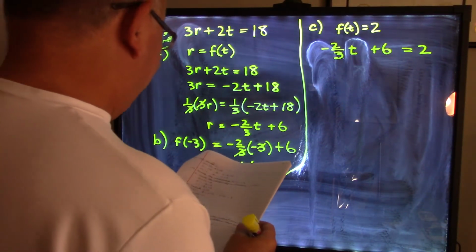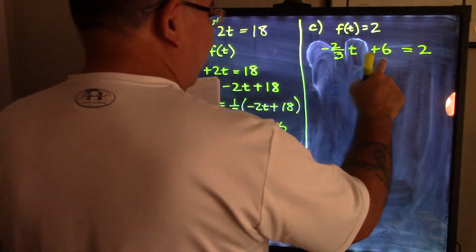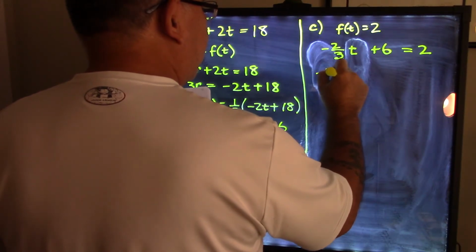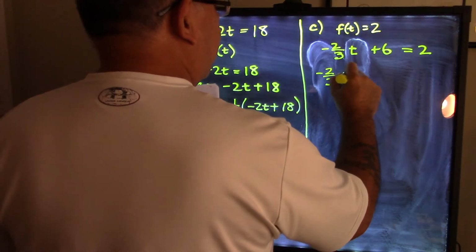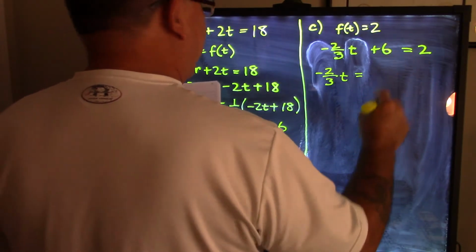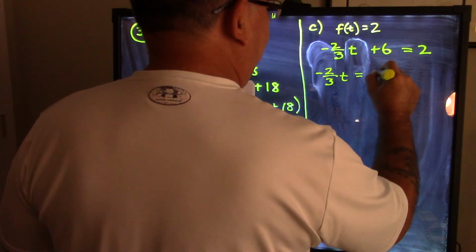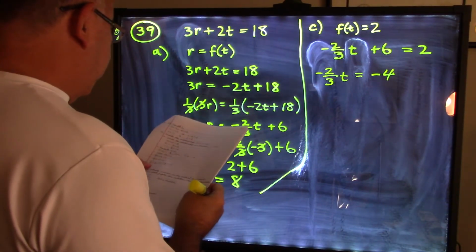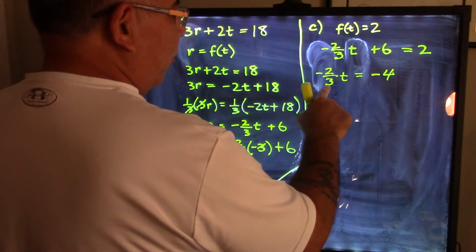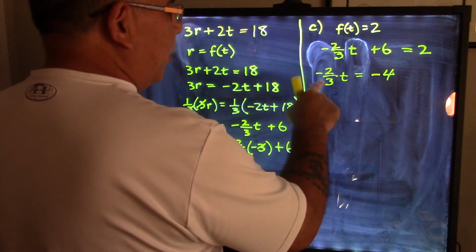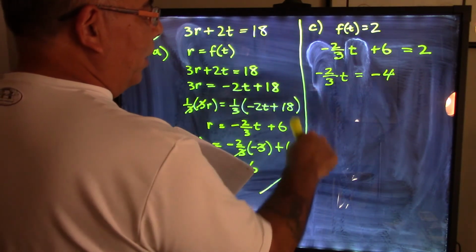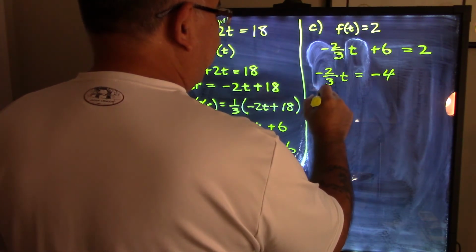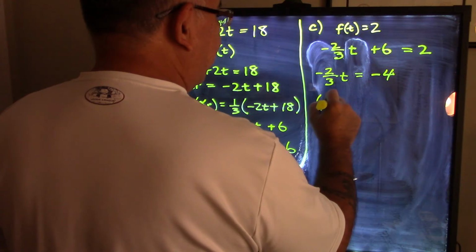Alright, now we're set. So you subtract 6 from both sides. So you get negative 2/3 t equals 2 minus 6, which is negative 4. Then I want to clear the fractions here. So you multiply both sides by the reciprocal of negative 2/3 to clear that. So I multiply by negative 3/2 on both sides.